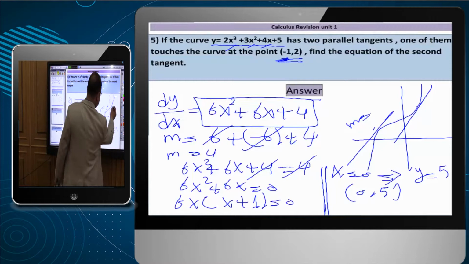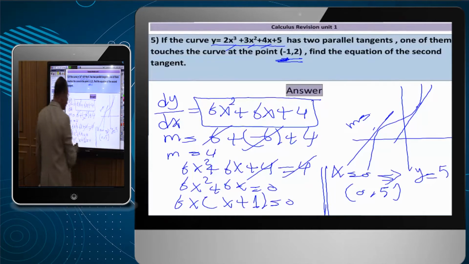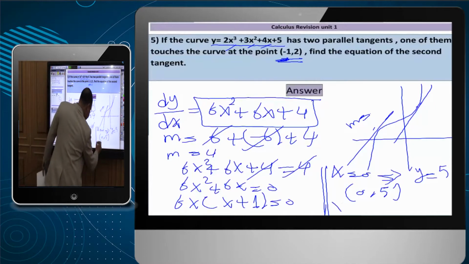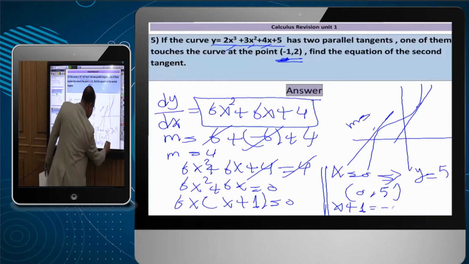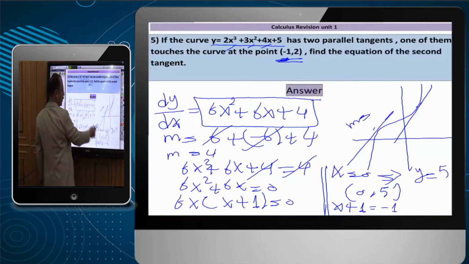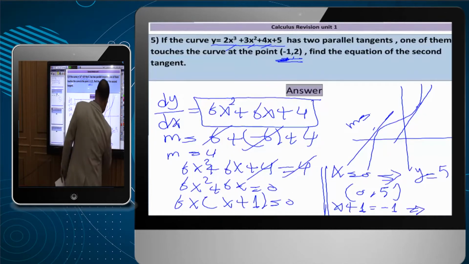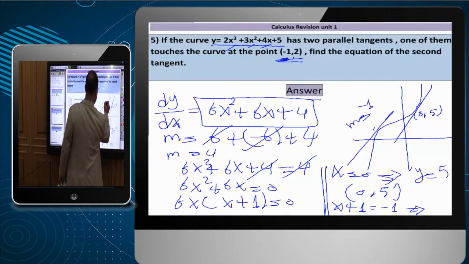We want to confirm the second point: when x equals 0, it gives 5, and for the second option, x plus 1 equals 0, so x equals -1. If we substitute -1 for x, we find the y value is 2. Then I have 2 points, 0 and 5, and the point -1 and 2.